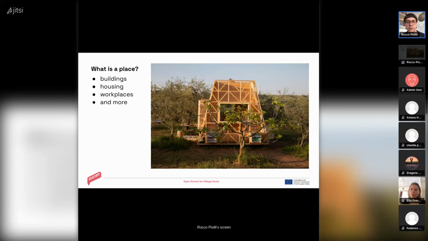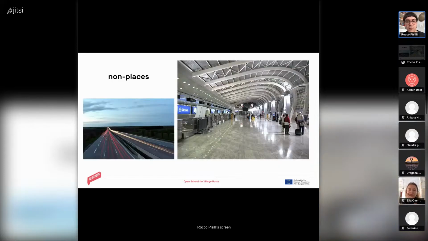But places obviously are, so there is not a clear definition of places. And we are giving meaning to places, living in the places. I don't know if you ever heard about non-places. Is this idea?